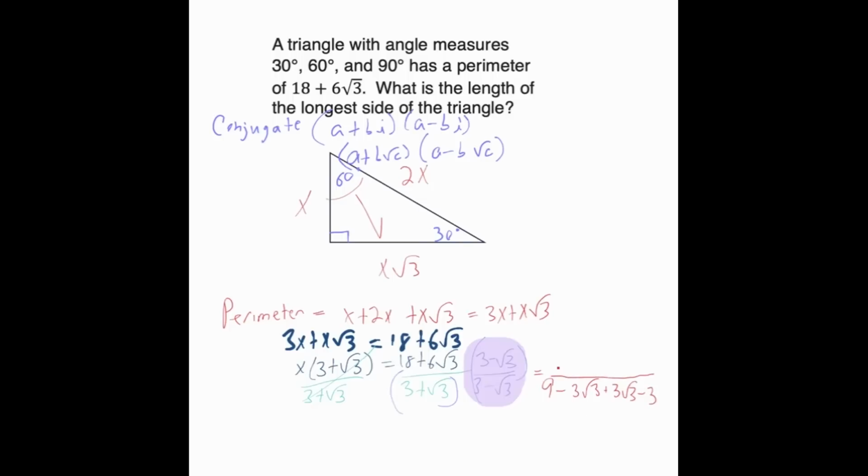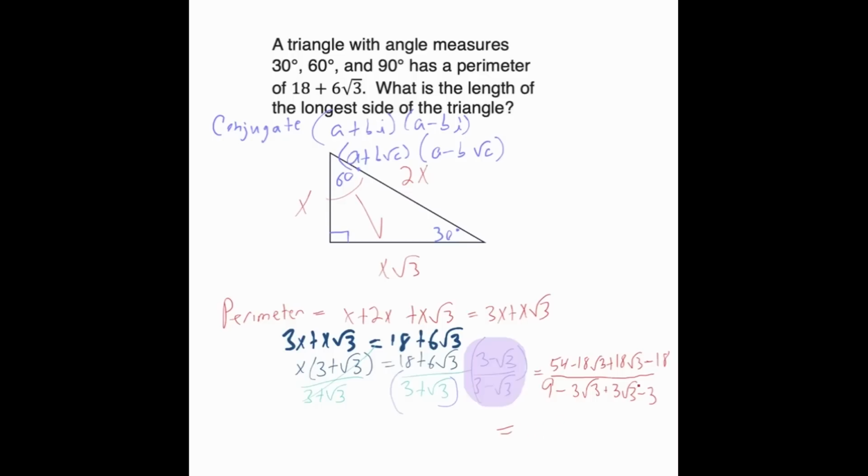And in the numerator, we have 18 times 3, 54. Outer, outer, minus 18 root 3. Inner, inner, plus 18 root 3. And last, last, 6 root 3 times negative root 3. That's going to be negative 6 times 3, negative 18.